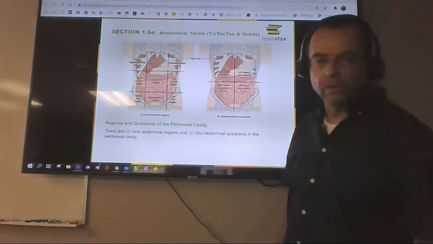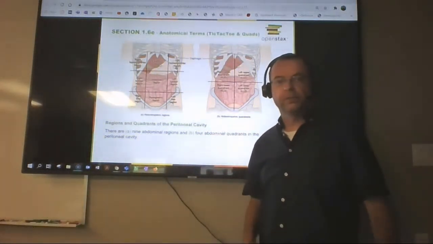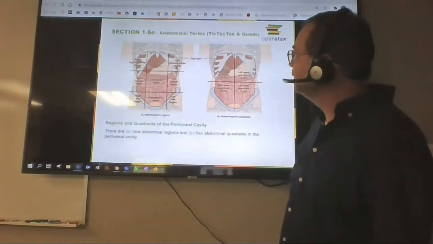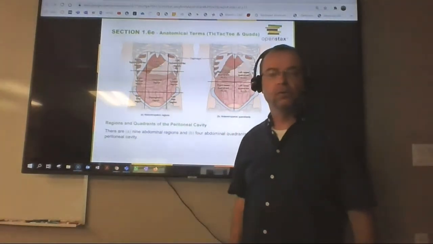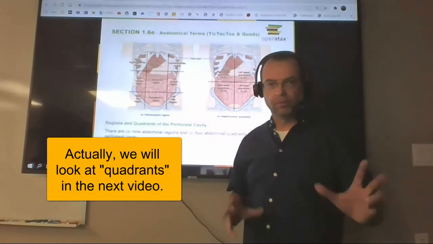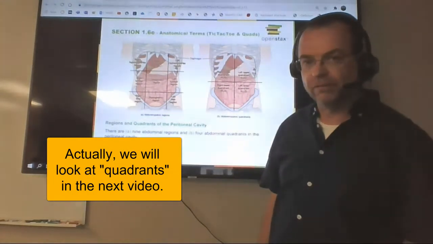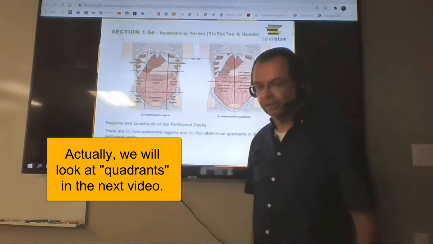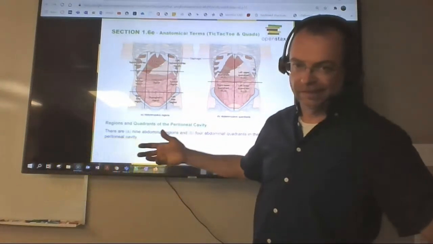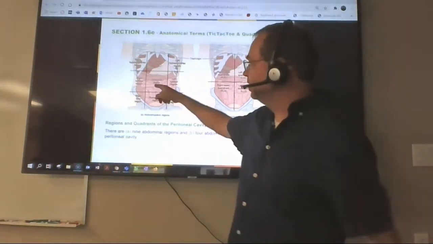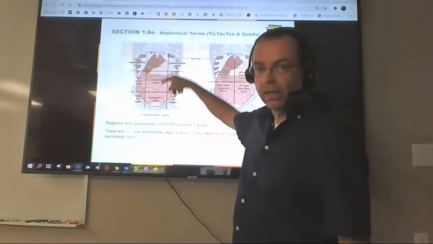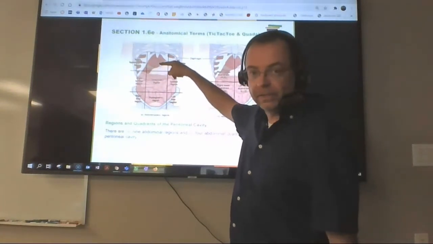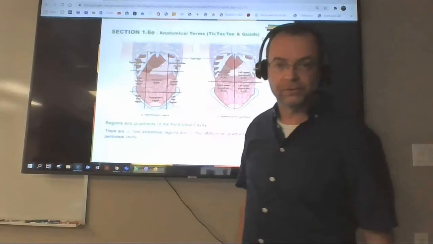Okay, section 1.6e, continuing with anatomical terminology, specifically tic-tac-toe and quadrants, both of which have to do with the abdominopelvic cavity. So we'll look at tic-tac-toe first. I call it tic-tac-toe because it looks like a tic-tac-toe board. In the middle, you've got the umbilical region. Above, you have the epigastric region, and below, the hypogastric region.